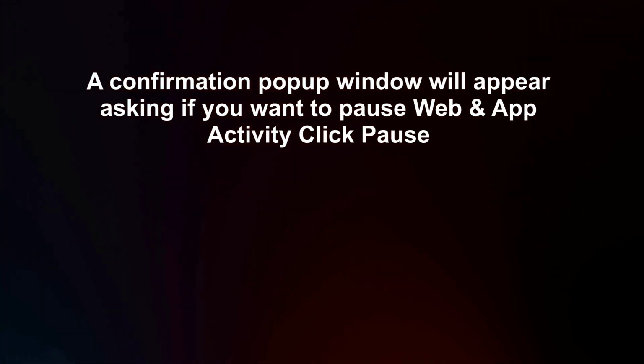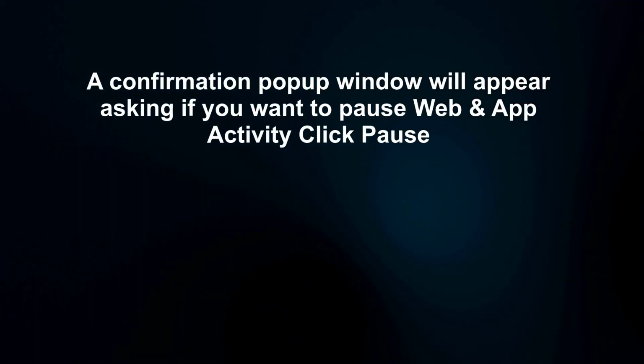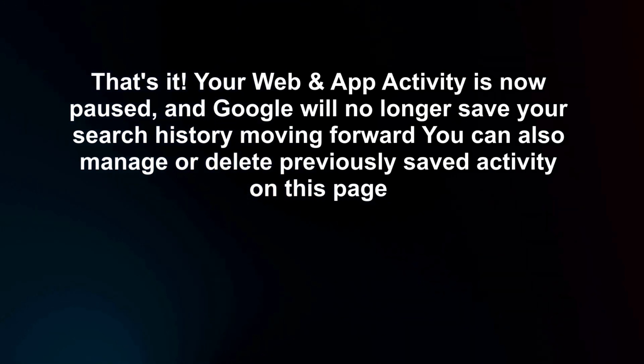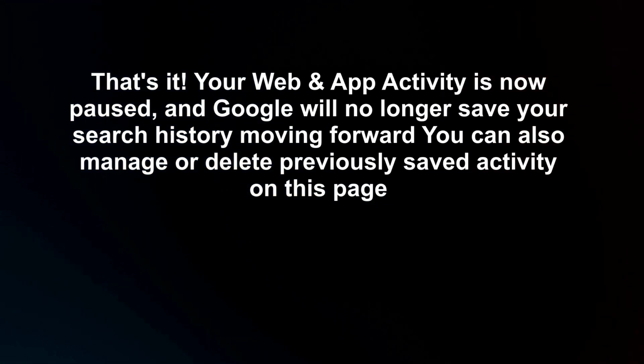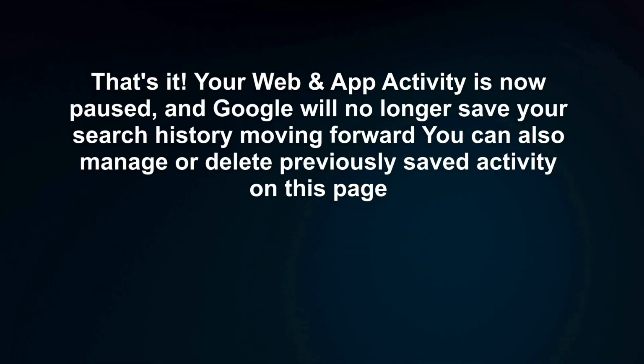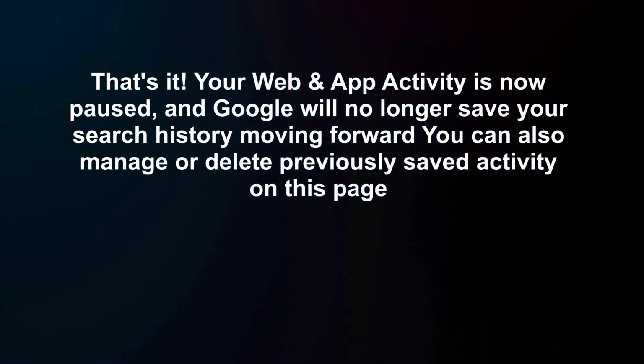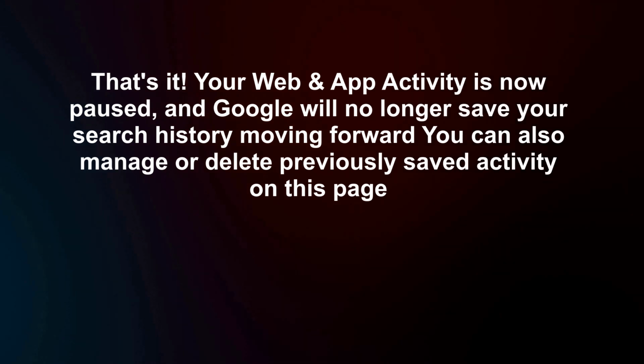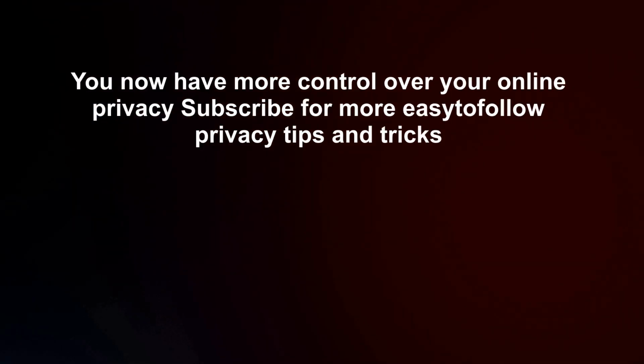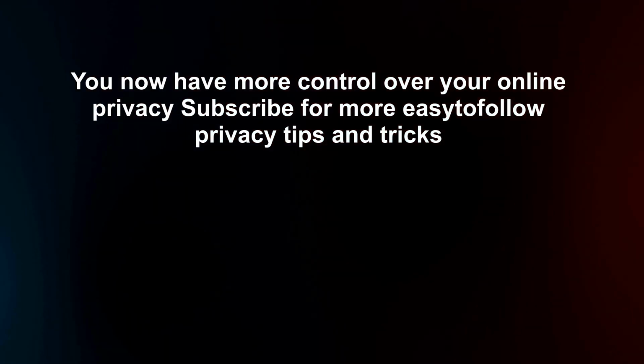A confirmation pop-up window will appear asking if you want to pause web and app activity. Click Pause. That's it. Your web and app activity is now paused, and Google will no longer save your search history. Moving forward, you can also manage or delete previously saved activity on this page. You now have more control over your online privacy.